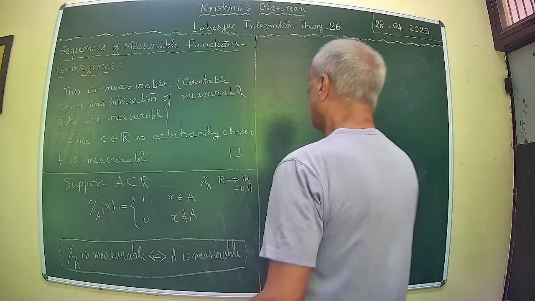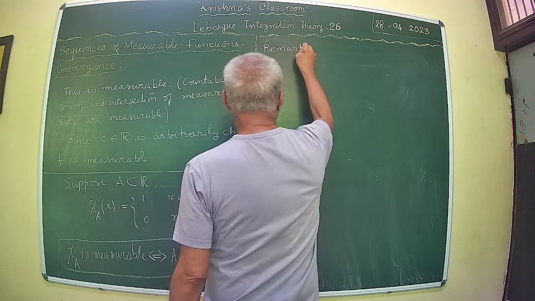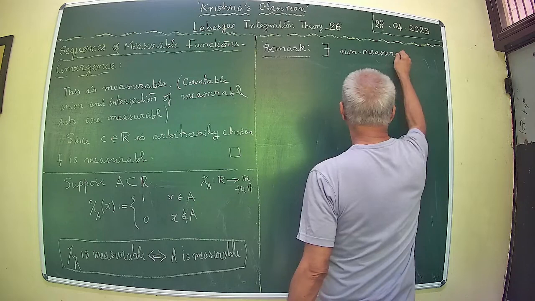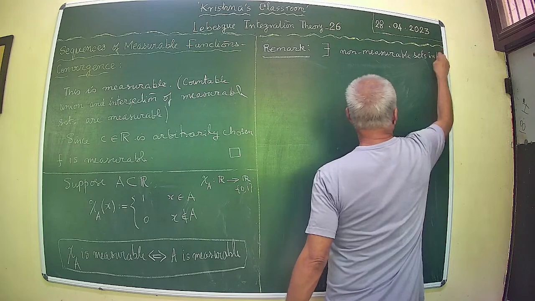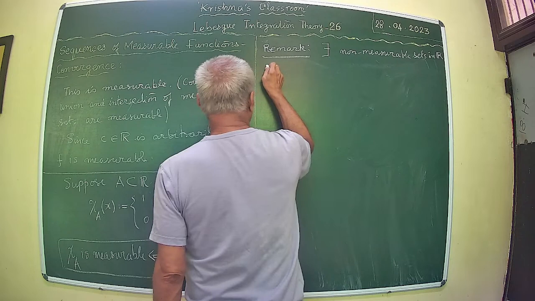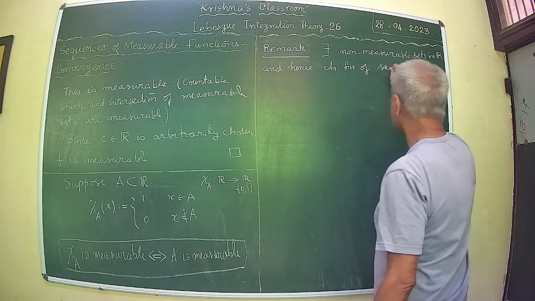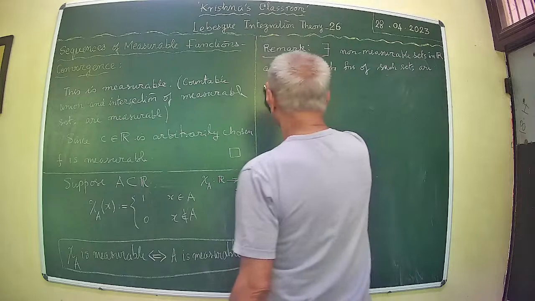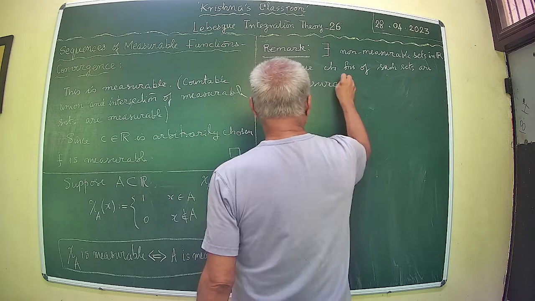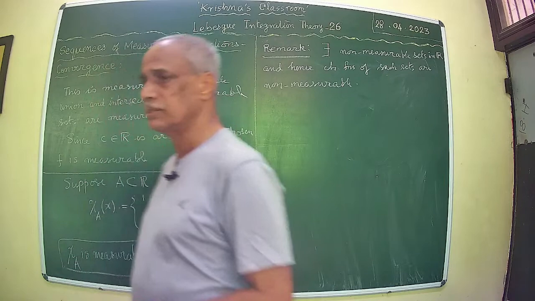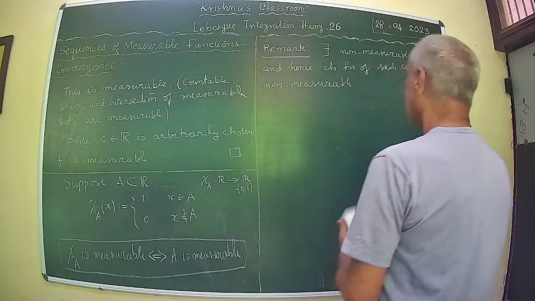So we make a remark. We have already seen that there exist non-measurable sets. Therefore, the characteristic functions of such sets are not measurable. Okay. So there exist non-measurable sets, and if you take characteristic functions of non-measurable sets, they are naturally non-measurable. So there exist non-measurable functions.